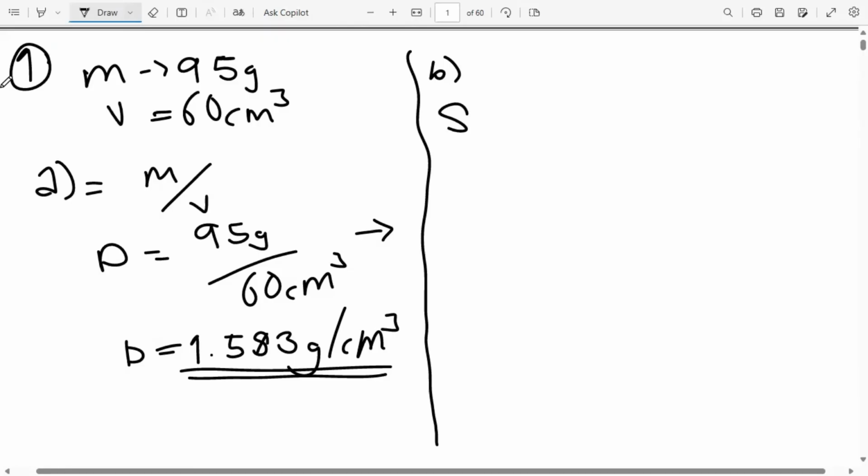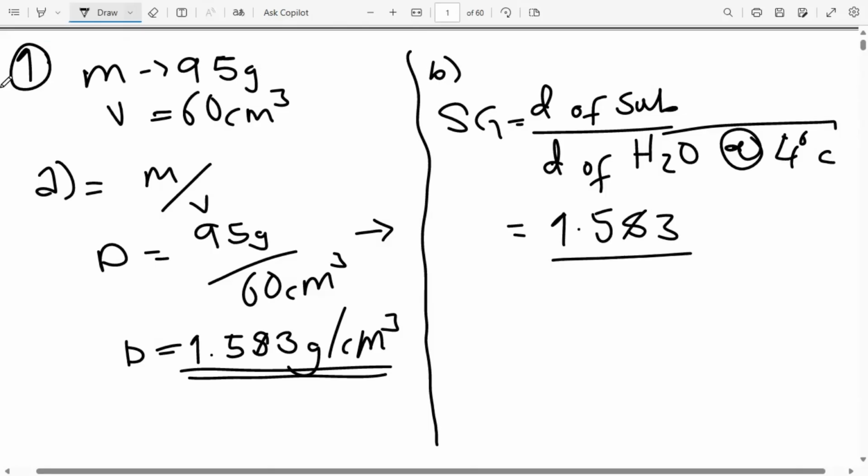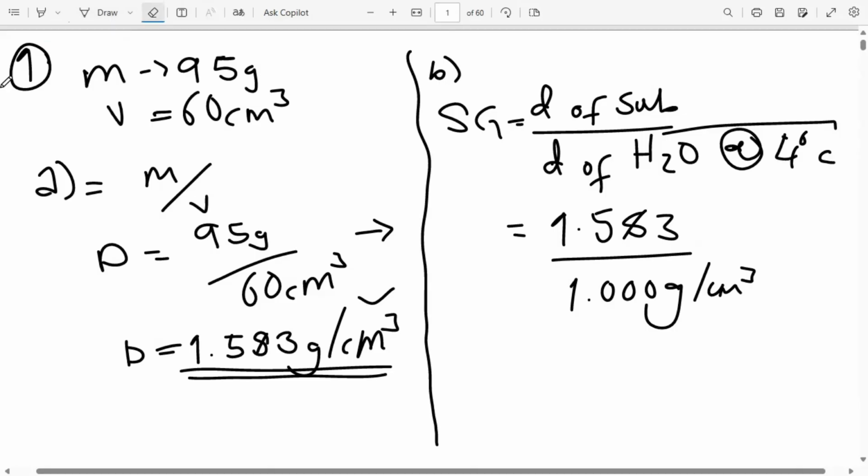So we're going to say SG, which represents specific gravity, will be equal to density of substance over density of water at 4 degrees Celsius. And this is going to be equal to 1.583, which is the density we've calculated here, divided by the density of water at 4 degrees Celsius, which is 1.000 grams per cubic centimeter.